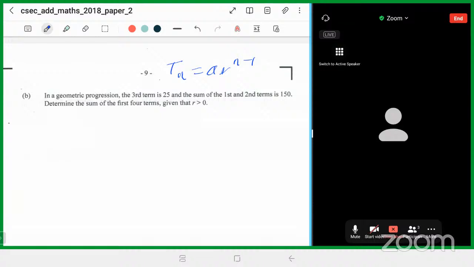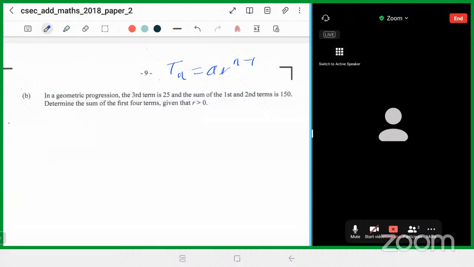I have A plus AR equals 150, and then AR squared equals 25. Good. So solve them simultaneously. But as I always say, a good tip to remember is that with simultaneous equations you get from a GP, you divide one of them by the next one, because that will always eliminate the A.